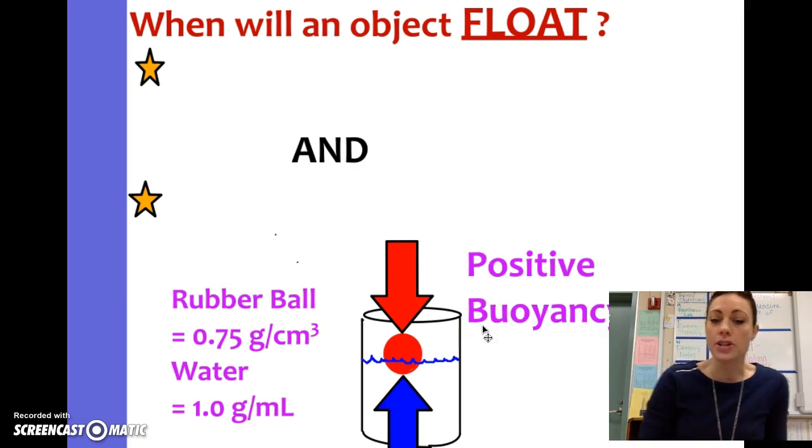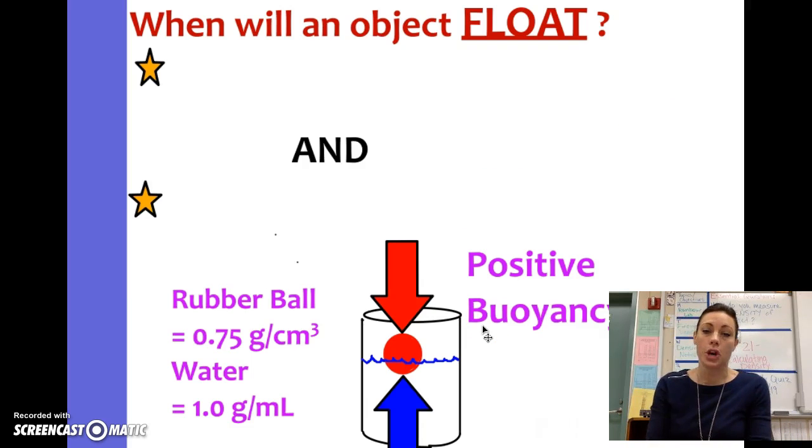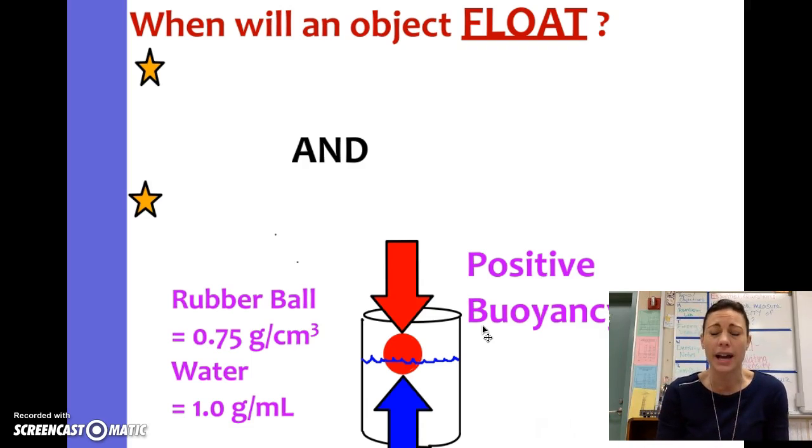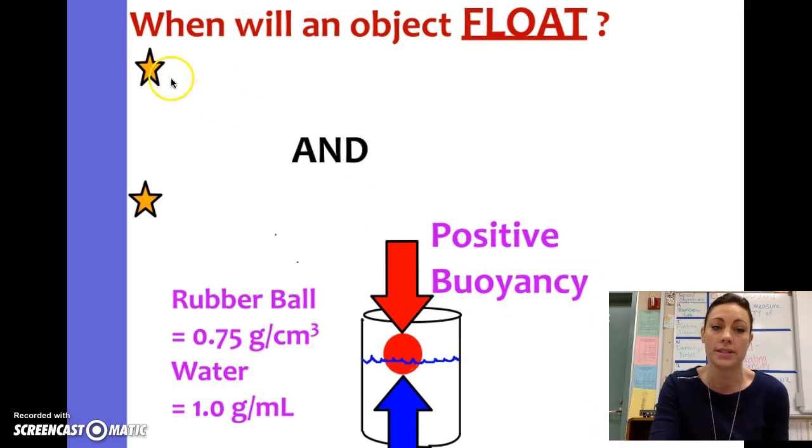So here's how you would use density in order to determine if an object will float. There's actually two reasons why an object will float. A couple weeks ago we talked about an object floating because of buoyant force. Well, now we have to take into account the density of an object, because there's actually two reasons why an object will float and have positive buoyancy.